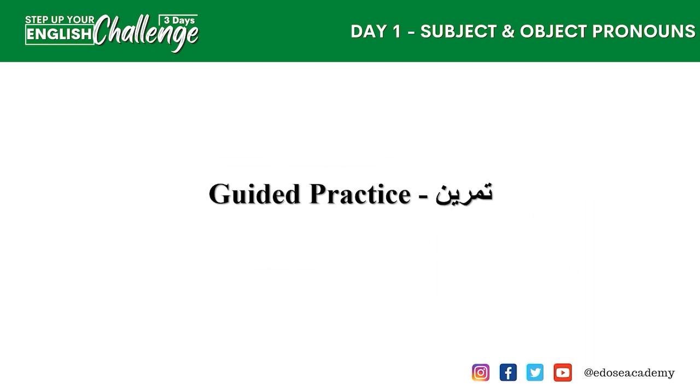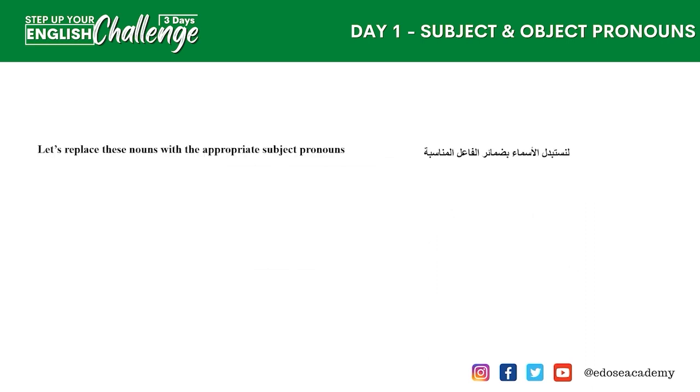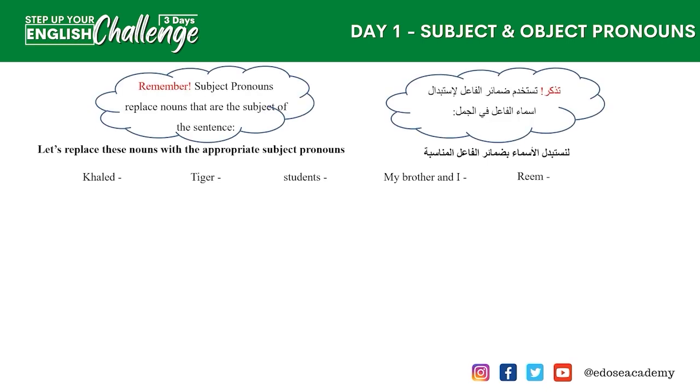Now let's practice together. Let's replace these nouns with the appropriate subject pronouns. We have Khalid, tiger, students, my brother and I, and Reem. Remember, subject pronouns replace nouns that are the subject of the sentence. So for Khalid, we will use he. For tiger, we will use it.